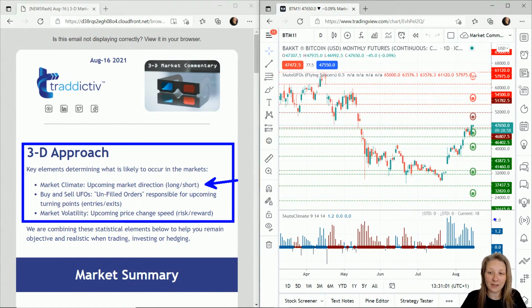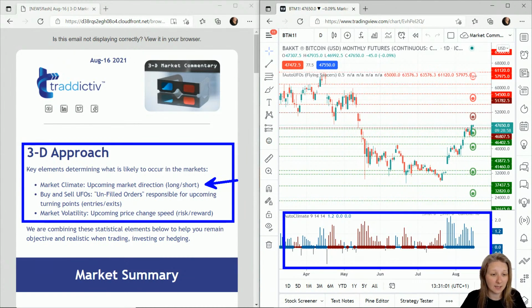We use an app to help us with this. We use statistical elements to help you remain objective and realistic when you're trading or investing or hedging. So we're using technology to help give us the answers to this. This app here is called AutoClimate. It's a free app on most platforms you can use it on. And with this app, you can figure out where the probabilities lie and therefore what you're more likely to be doing.